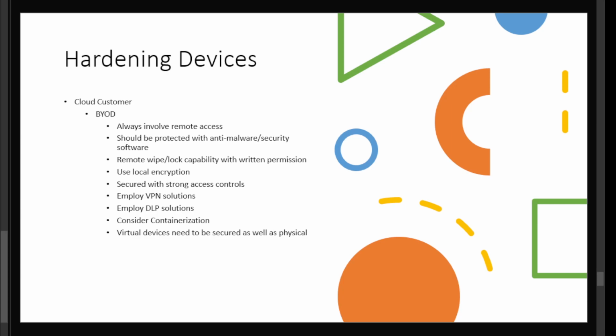And consider containerization. Containerization is a great way to separate the employee's device and all their data from company data. And it's also a good way to ensure that you can implement security controls within that container that you would like to have. Containerization is one of the best ways in a BYOD environment to ensure security. Virtual devices need to be secured as well as physical devices. Yes, so the virtual devices like VMs, they need to be secured as well. So there are controls for VMs that we'll be going over here shortly.